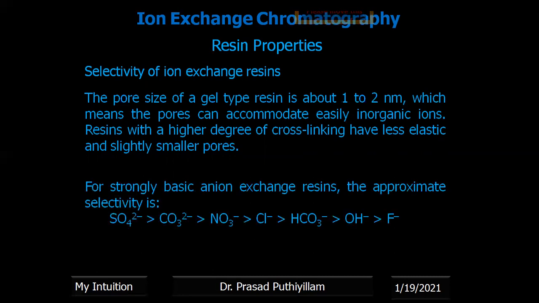For a strongly basic anion exchange resin, the approximate selectivity is given as SO4 2 minus, which is higher than carbonate, that is CO3 2 minus, higher than NO3 minus, higher than Cl minus, bicarbonate ion, hydroxyl ion, as well as fluoride ion. So that's about the properties of ion exchange resin.